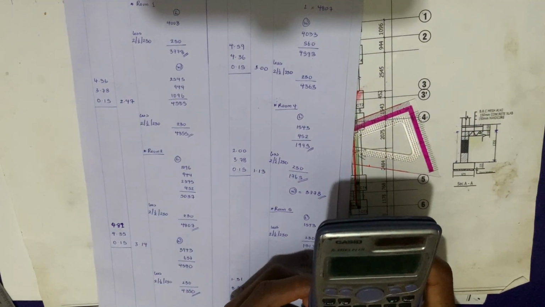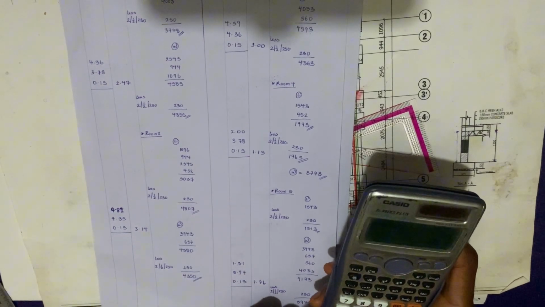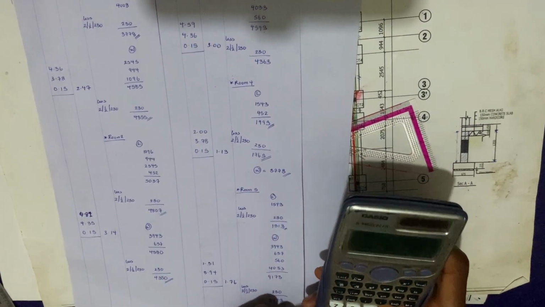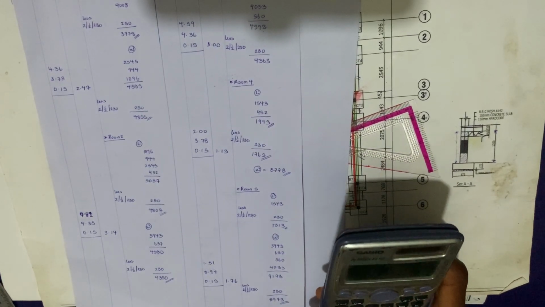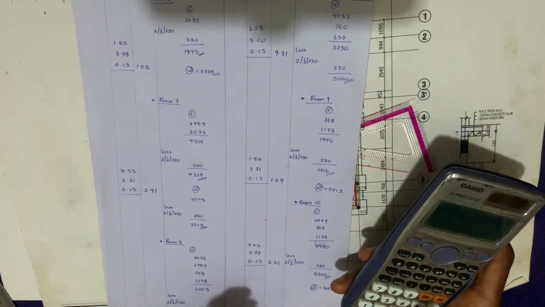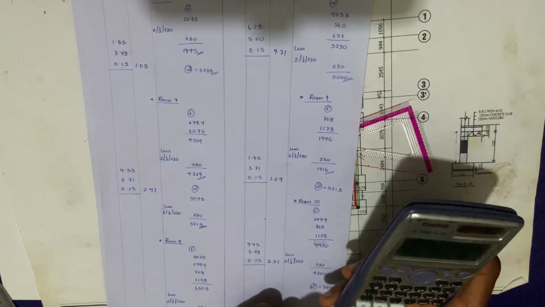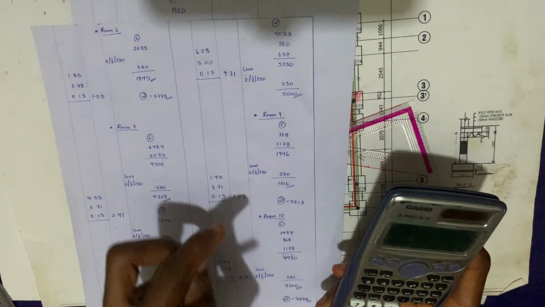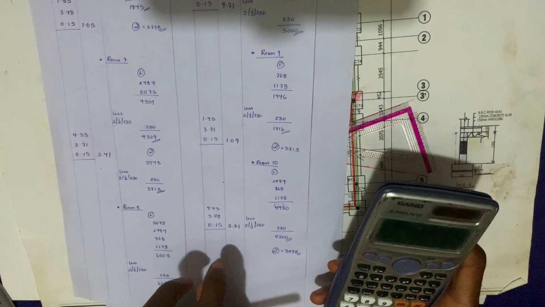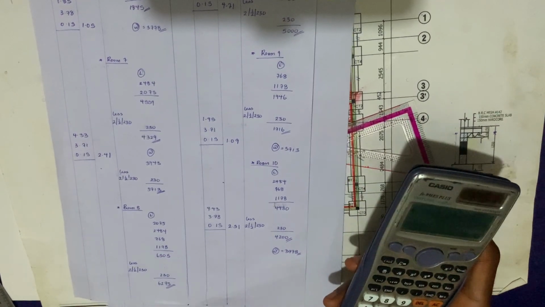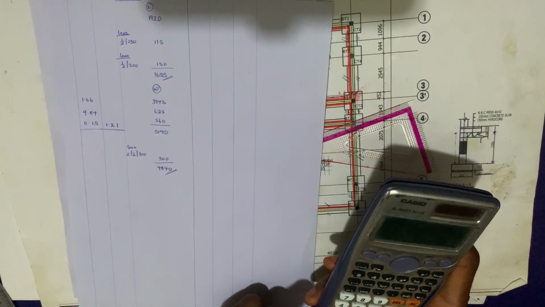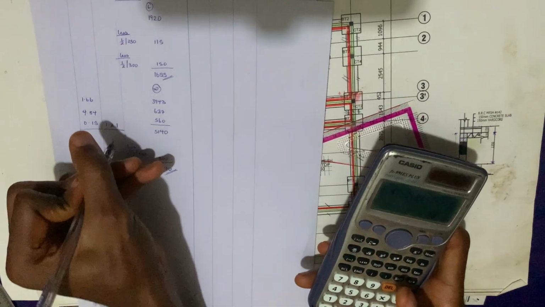Starting from room 1, 2.47 plus 3.14 plus 3.00 plus 1.13 plus 1.76 plus 1.05 plus 2.41 plus 4.71 plus 1.09 plus 2.51 plus 1.21. That is equal to 24.48.